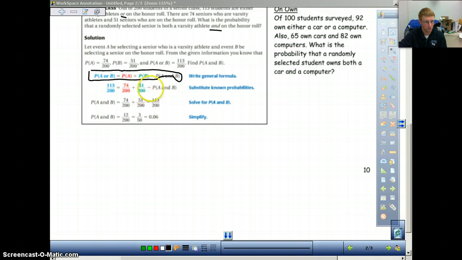And then we just solve this equation. Solve for this missing one. So basically what the next step does is it adds this part, this unknown, to the left side, and it subtracts this from the other side. So it's literally the same exact equation. It's going to be probability of A plus probability of B minus the probability of A or B, and that will give us what the probability of A and B is, which ends up being just 0.06, which is 6%.